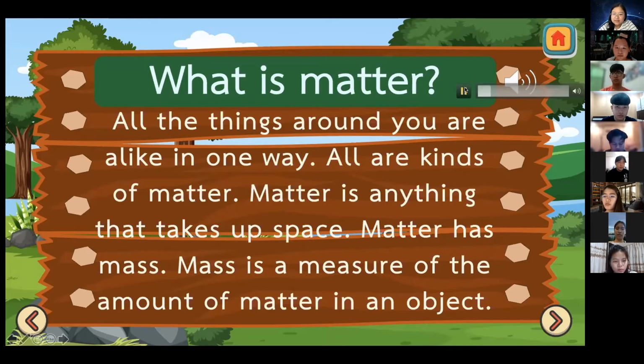All the things around you are alike in one way. All are kinds of matter. Matter is anything that takes up space. Matter has mass. Mass is a measure of the amount of matter in an object.